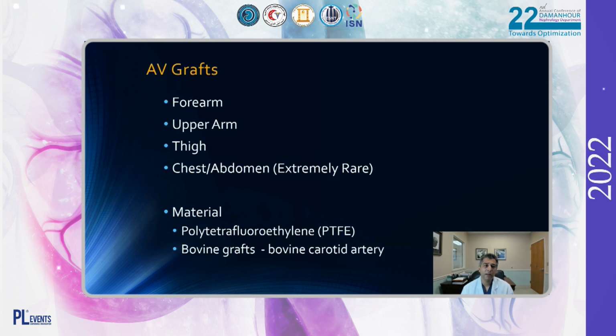AV grafts can be made in a variety of different configurations, down at the forearm, up at the upper arm, and when patients have used up upper arm access options, the thighs and chest can be used as well. Generally, we use a polytetrafluoroethylene material, which is a plastic-like foam material known as PTFE. However, grafts are also sometimes made with a bovine graft, which uses a bovine or cow carotid artery.